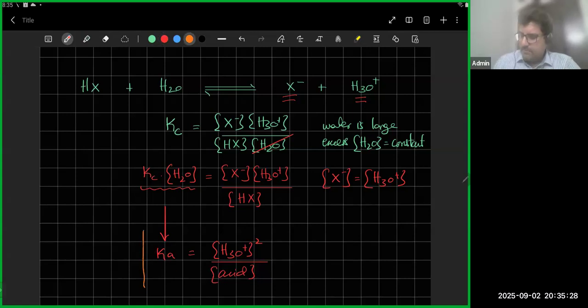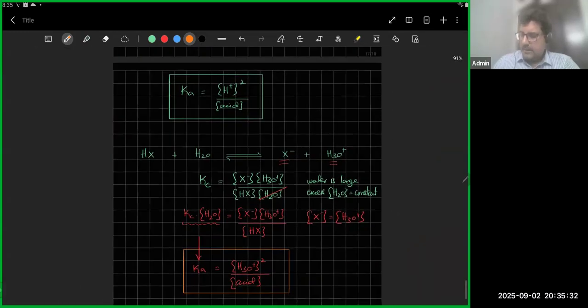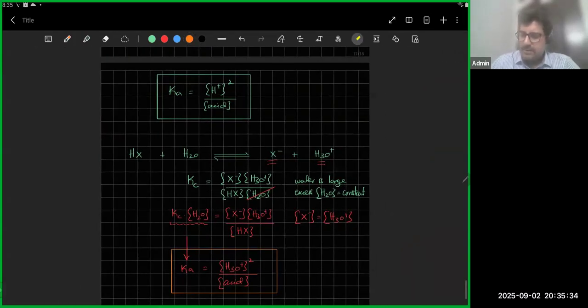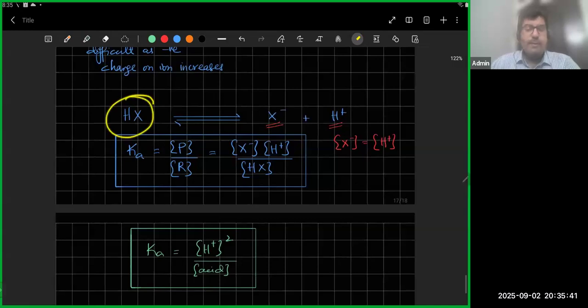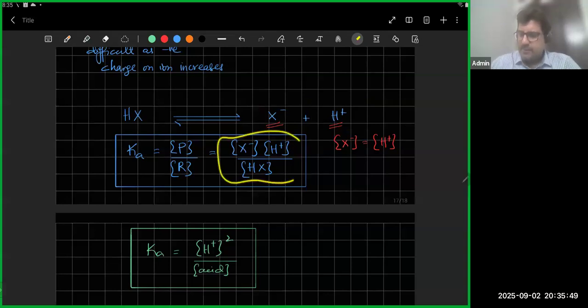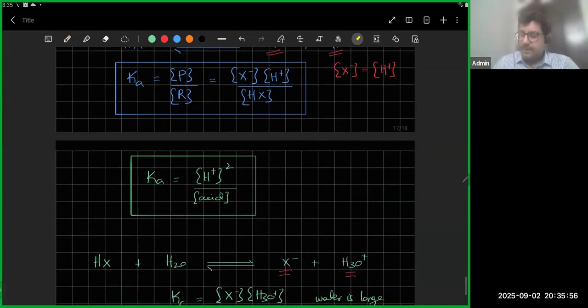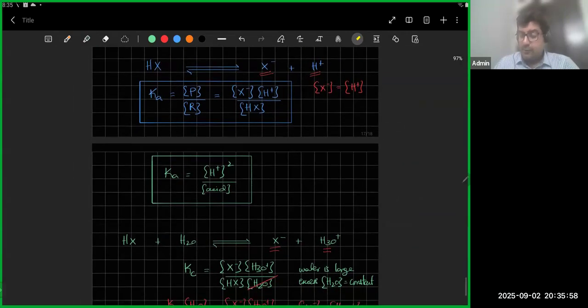So we just wasted time deriving the same exact expression, Ka, which is this one. But just so that you don't get confused, remember most of the time in past papers you'll be dealing with this simpler version. They don't include water, and you get this expression: product concentration divided by reactant concentration, which is going to give you H plus 1 squared divided by the acid concentration. And sometimes they're going to include water in.